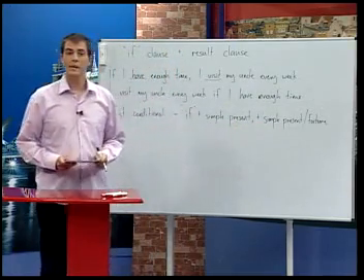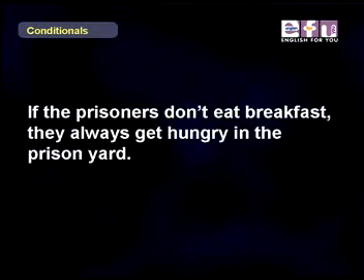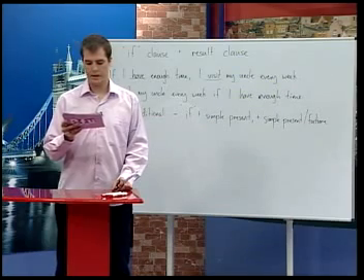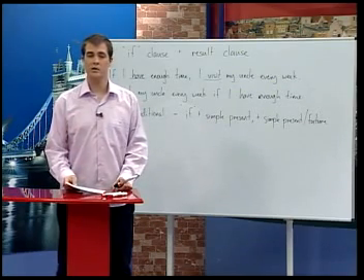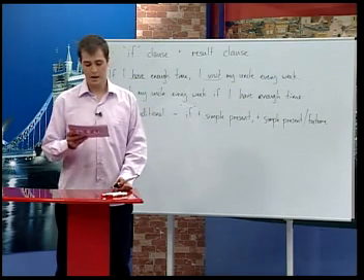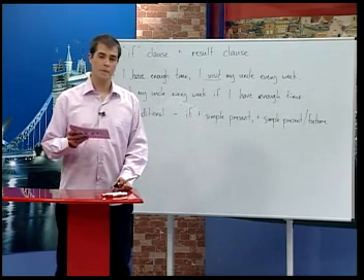Let's look at some more examples then. If the prisoners don't eat breakfast, they always get hungry in the prison yard. Now, the simple present is used in the result clause to show that something always happens, or it's a habit. It's a habitual activity or a situation. It always happens.